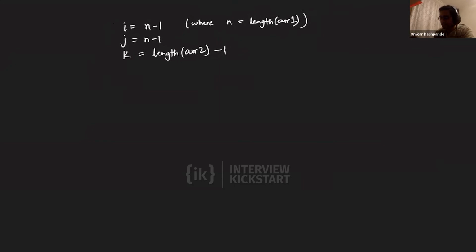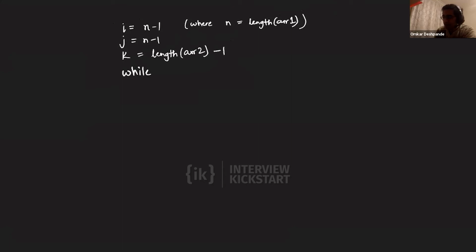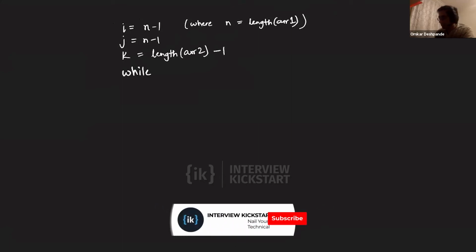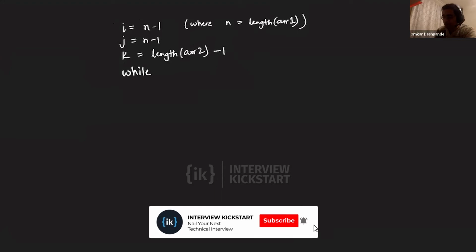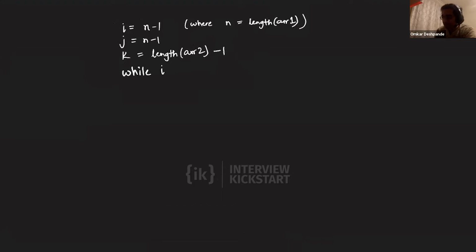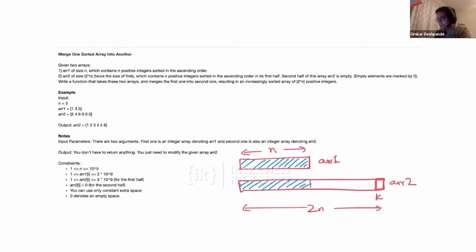And then we have our while loop. While the i pointer is pointing within the bounds of its array, while the j pointer is pointing within the bounds of its respective array. That means as long as i is greater than or equal to 0 and as long as j is greater than or equal to 0, we have to do something. So maybe this is where the i pointer is now, this is where the j pointer is now. We are going to pick whichever is the larger number and put it wherever k is.